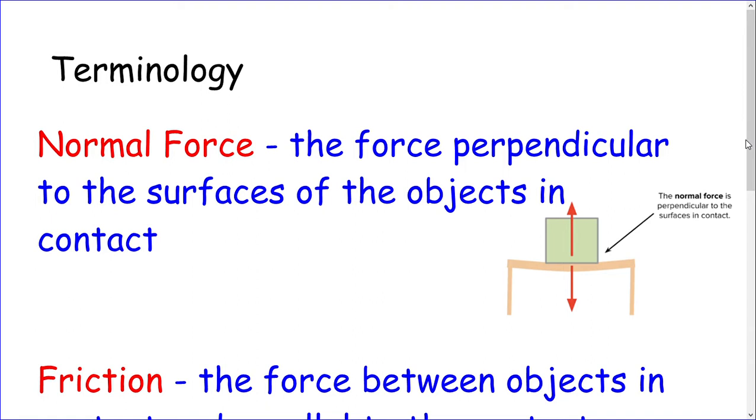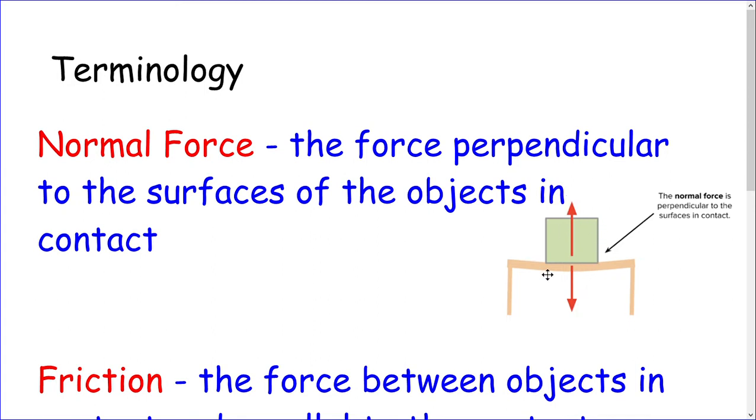The normal force is the force perpendicular to the surface of the object in contact. So a normal force involves two objects that are in contact with one another, and it's perpendicular to the surface that the object is sitting on. If we have an object sitting on a ramp, then the normal force will go away from the ramp at a right angle. It needs to be in contact, and it always goes perpendicular to the surface.